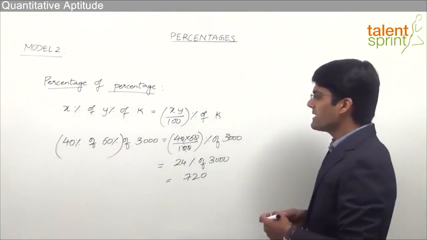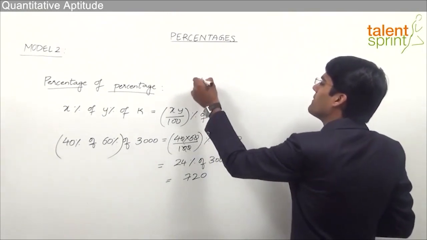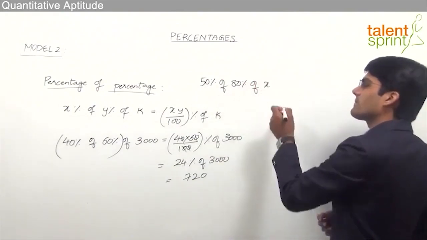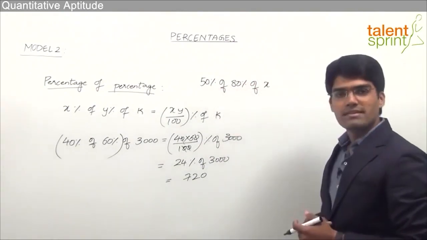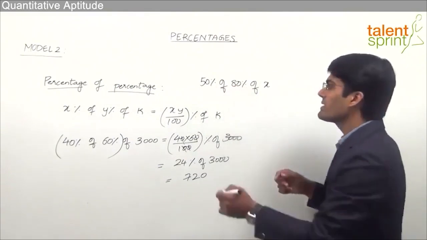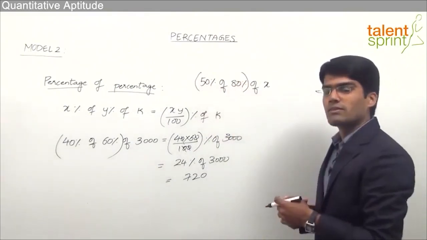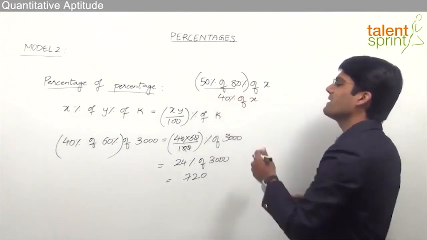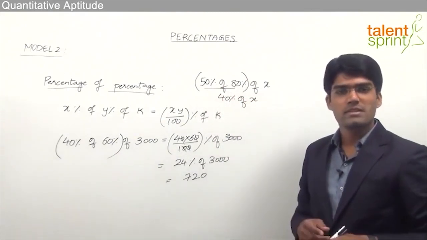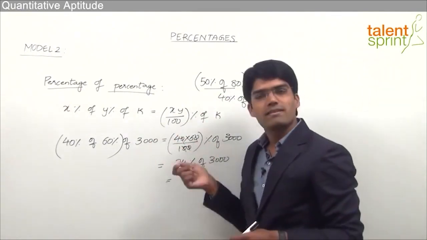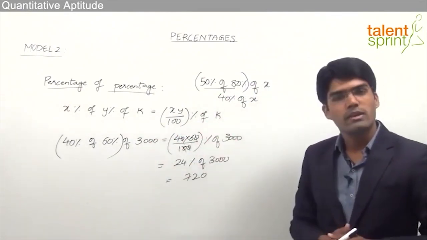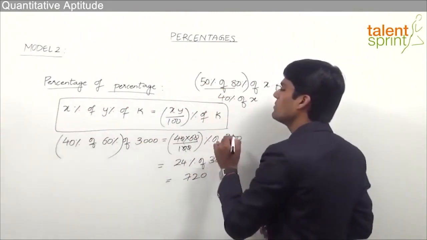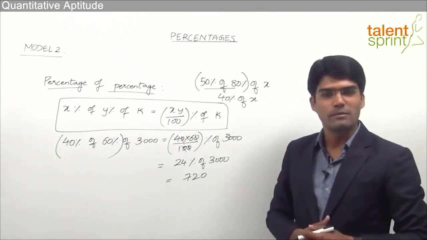For example, let's say we need what is 50% of 80% of some value X. Now 50% of 80% is nothing but 40%. Why? Because 50% of 80 is 40. So 50% of 80% should be 40%. So 40% of X will be the answer. So in various questions we find that percentage of percentage is required, and this is how we can do the calculation. That is X% of Y% of some value will be equal to XY by 100% of that value.